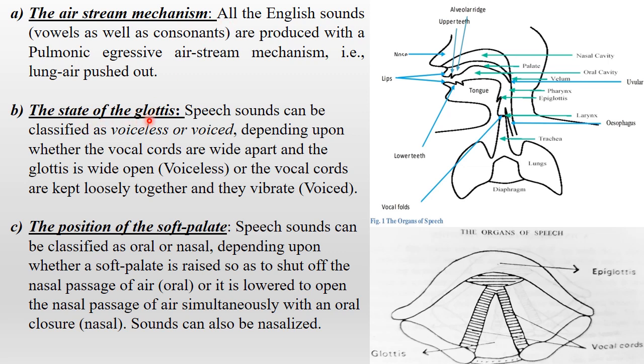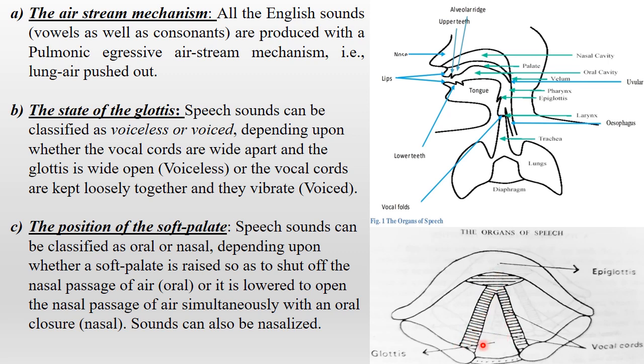Second, the state of glottis. Speech sounds can be classified as voiceless or voiced depending upon whether the vocal cords are wide apart and the glottis is wide open, or vocal cords are kept loosely together and they vibrate. For example, in this image at the bottom, this is the glottis. It is situated in the throat. This is the epiglottis, the glottis, and these two are the vocal cords.